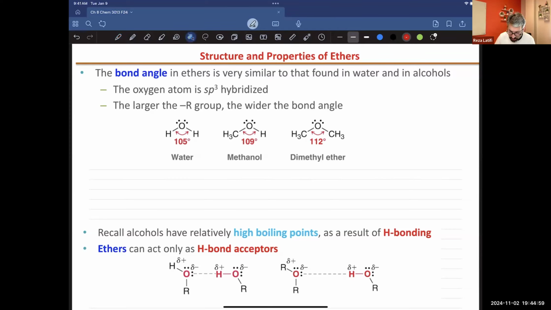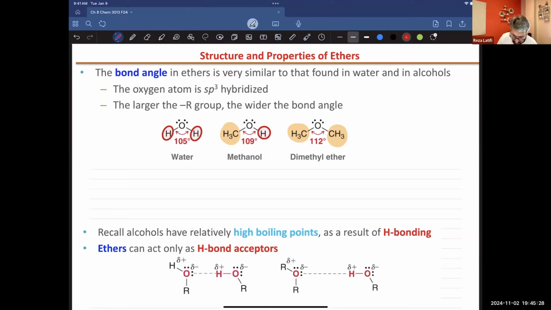If you look at water, it has two hydrogen atoms versus, for example, alcohol. Alcohol has just one hydrogen. When we turn to ether, we lost both hydrogens and replaced them with two bulky groups. As we increase those bulky groups, the bond angle is going to get bigger because we will have more steric effect, or technically a repulsion between them.